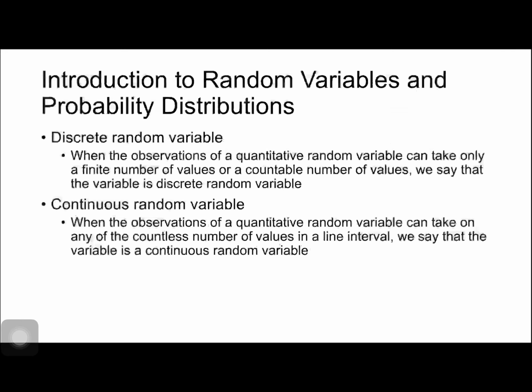When the observations of a quantitative random variable can take only a finite number of values or a countable number of values, we say that the variable is a discrete random variable. For a continuous random variable, when the observations of a quantitative random variable can take on any of the countless number of values in a line interval, we say that the variable is a continuous random variable. We have here, for discrete, countable. For continuous, measurable.